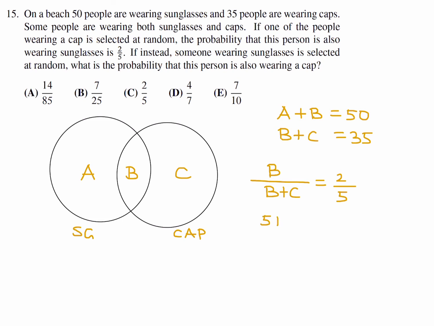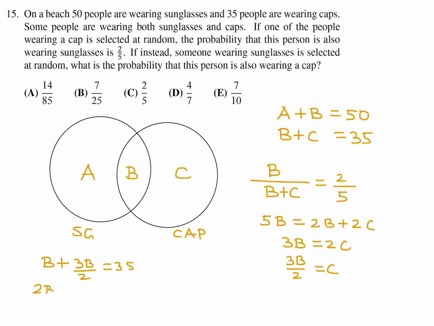So let's cross multiply. 5B is equal to 2B plus 2C. So that means 3B is equal to 2C. And therefore, whatever way you want to do this, 3B over 2 is equal to C. Okay. That will help me solve for B in that equation. So B plus C is 35. So C is 3B over 2, so B plus 3B over 2 is 35. Multiply through by 2. You get 2B plus 3B is equal to 70. And 5B is 70. And therefore B is 14.